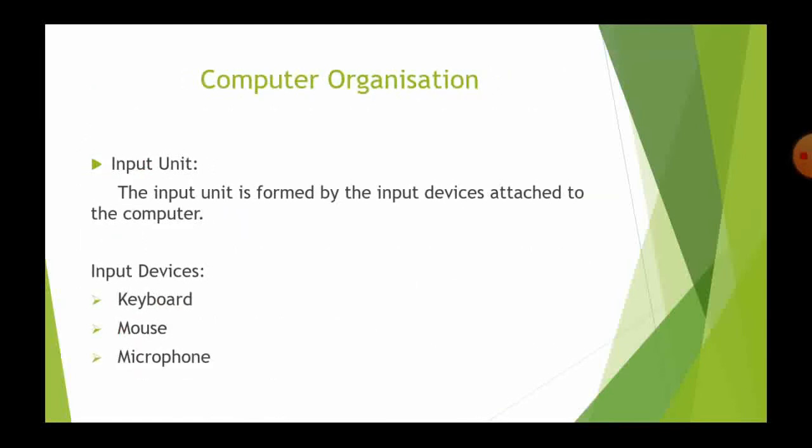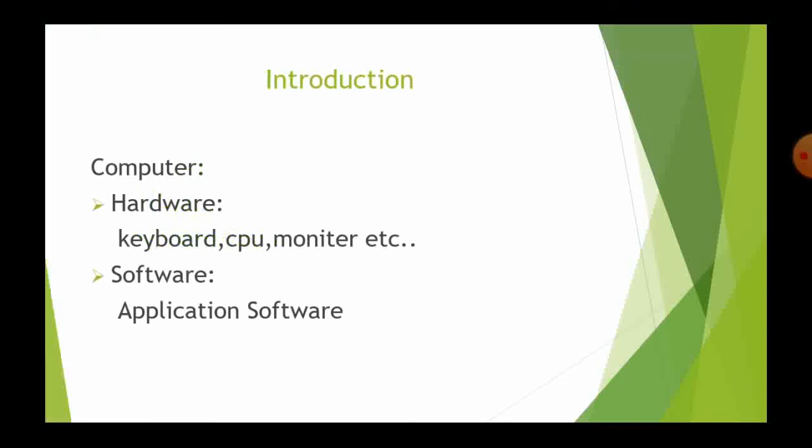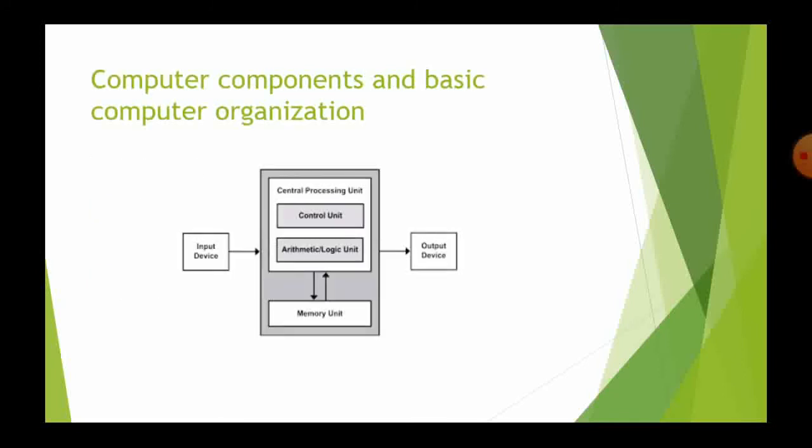So what are the basic computer components we have completed today? What is meant by hardware? Hardware is the device you can touch and feel, that is, keyboard, CPU, monitor, printer, mouse. These are hardware devices. Software is a set of instructions given to a program to do some task.